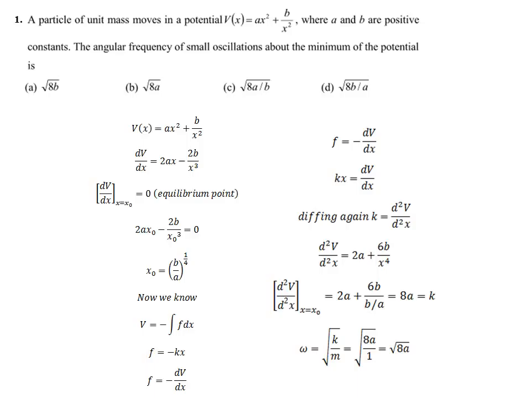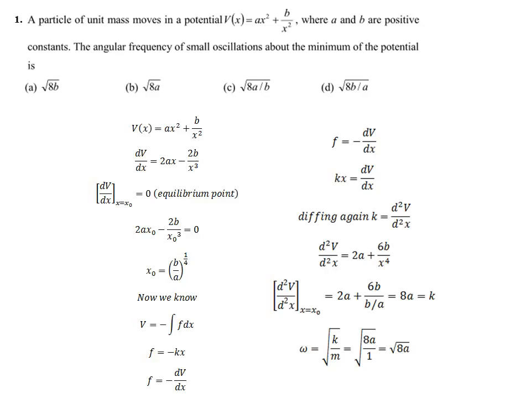Question number 1. A particle of unit mass moves in a potential V of x is equal to ax square plus b by x square, where a and b are positive constants. The angular frequency of small oscillations about the minimum of the potential is. So for doing this problem, you have to understand that dV by dx equal to 0 at equilibrium point, as well as if you differentiate the potential once again, you get the spring constant k if you consider it as a linear harmonic oscillator.